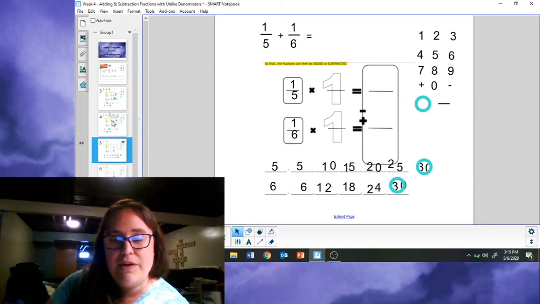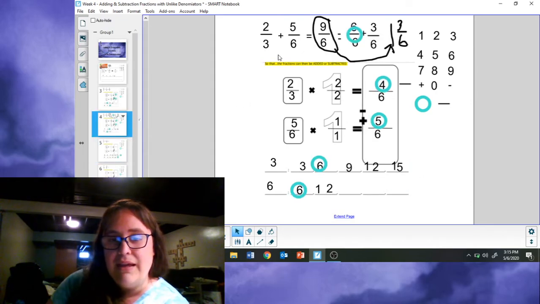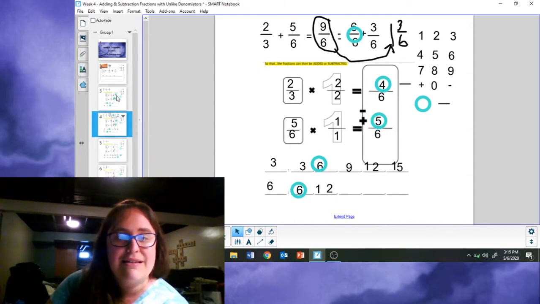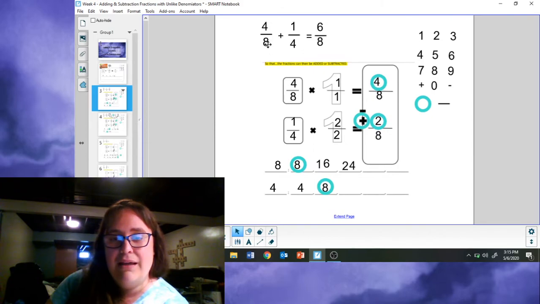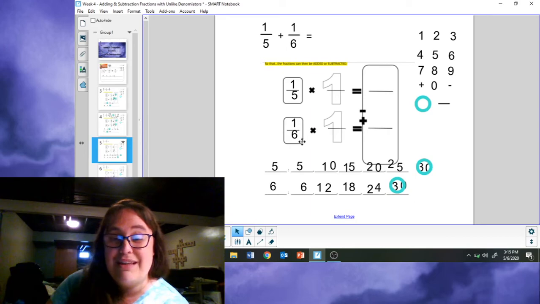Now in the previous problems, it actually was one of the existing denominators already. Do you see that? It ended up being the 6. It ended up being the 8. And this one, it didn't end up being the 6 or the 5. We had to go pretty far out. And we even had to extend our lines to be able to get it. All right, so 30 is our new denominator, and then we're going to find equivalent fractions and add from there.